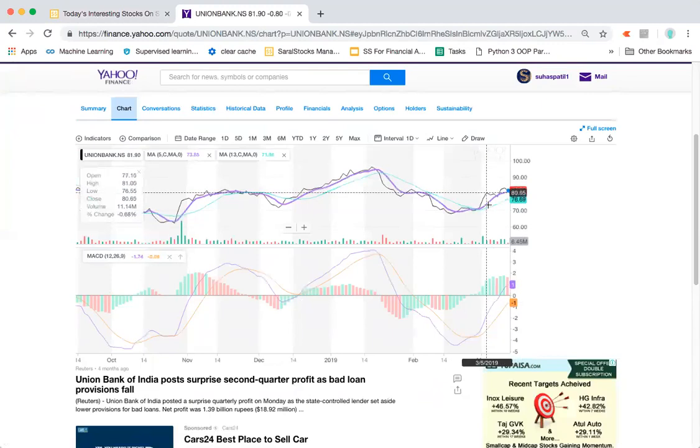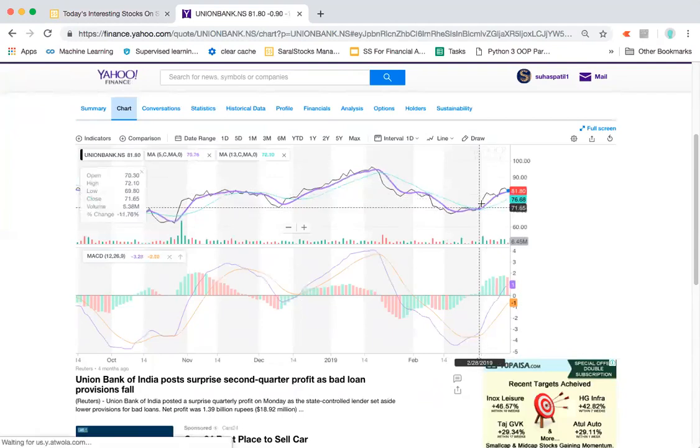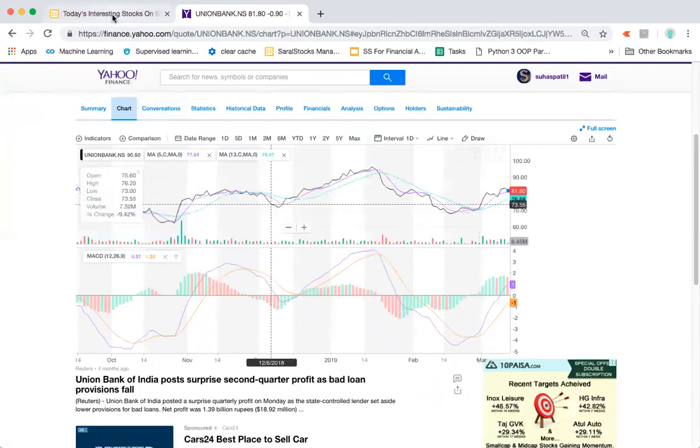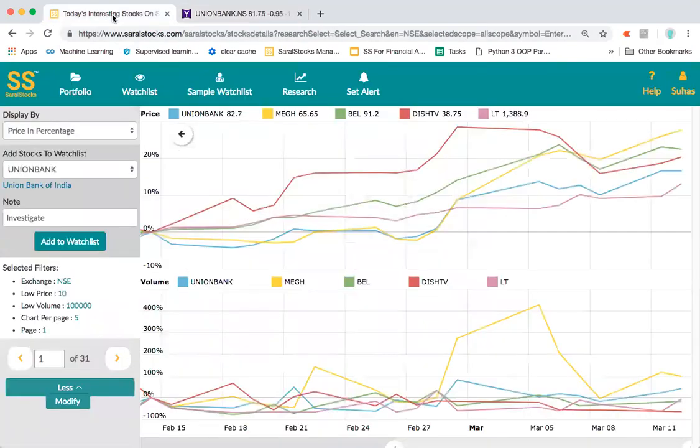You also see the moving average lines here of 5 and 13 days. And here you see a crossover of the 5 line with the 13 line, further emphasizing that the trend has been established in Union Bank. So then Union Bank looks to be an interesting stock to buy. And so you make a note to yourself saying buy tomorrow. And then you add to watch list.